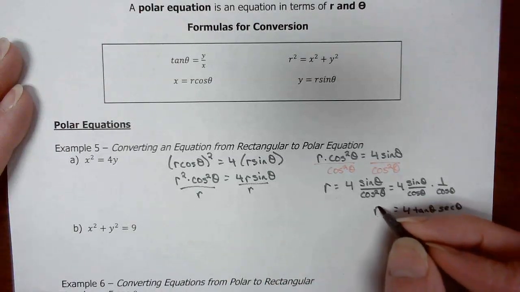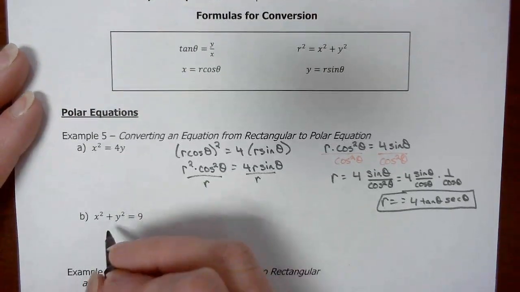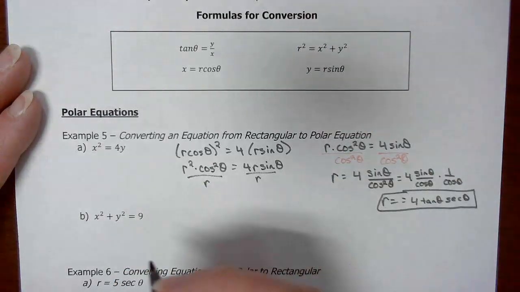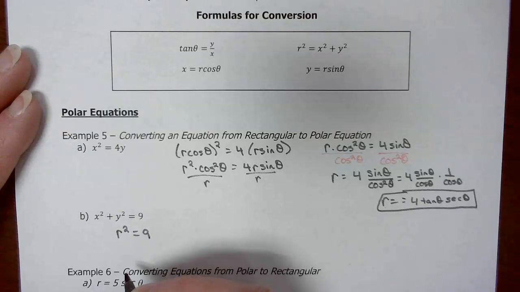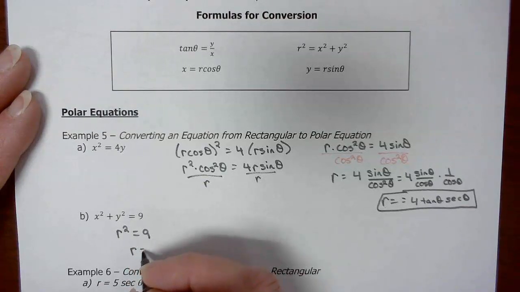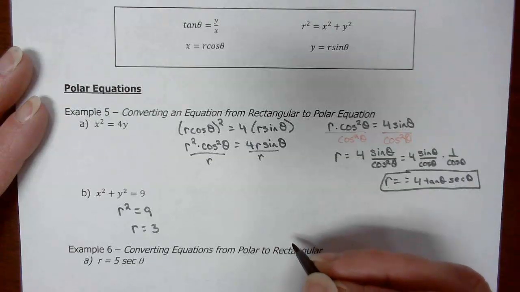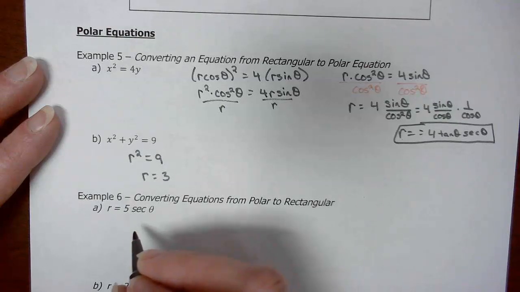So now we have r equals that. X squared plus y squared equals 9. Well, x squared plus y squared is r squared. R is, oh, this is just giving me a circle with a radius of 3. That's pretty cool. Okay, let's try going backwards.